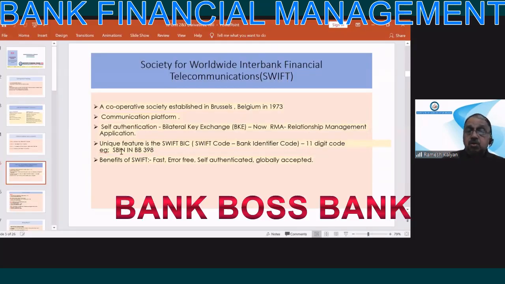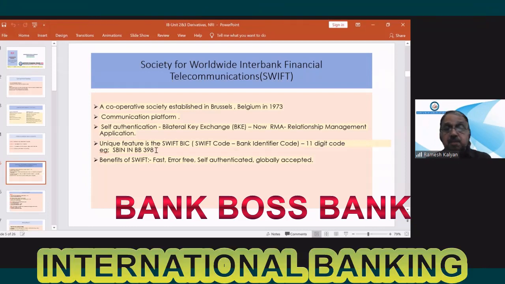It is an 11-character unique code. SBIN is State Bank of India, IN is the India country code, BB is the branch and branch code, and BB 398 means automatically it will come to that, the main branch of State Bank of India. So this is the uniqueness, just like our IFSC, it is easy. So this benefit is objective. They can ask: fast, error-free, self-authenticated, globally accepted.